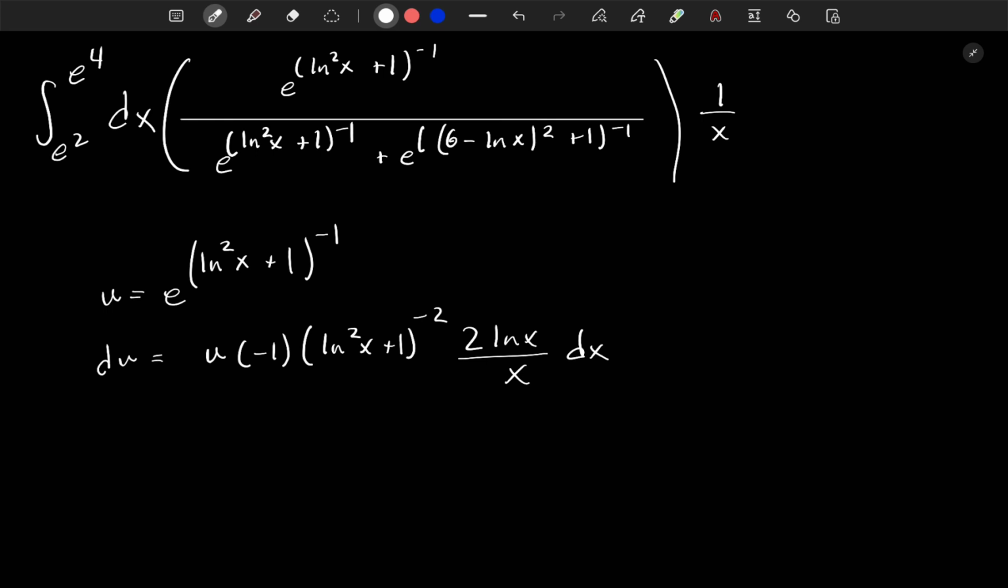I don't like the denominator we have. I should emphasize that this is an exponent. Well, just for funsies, let's expand that out. I'll have a 36, 12 log x, log squared plus 1.